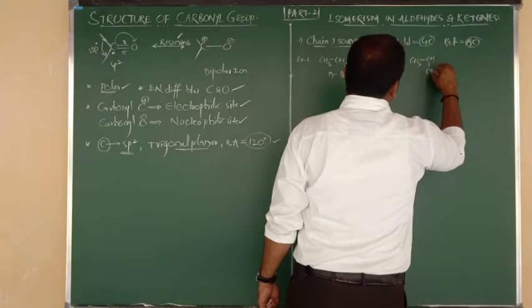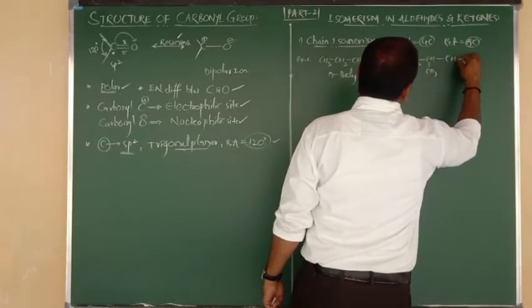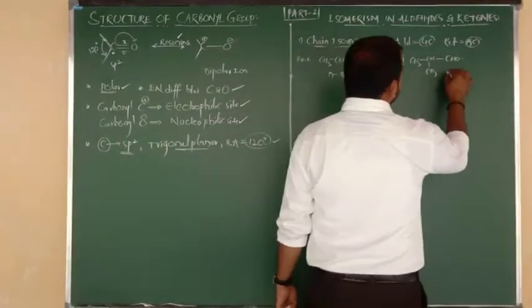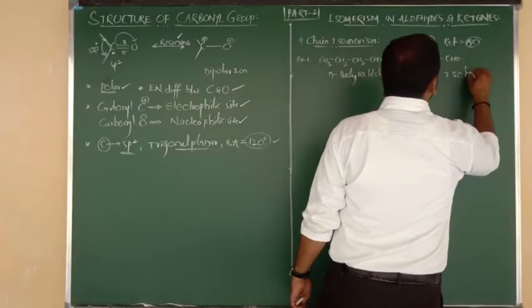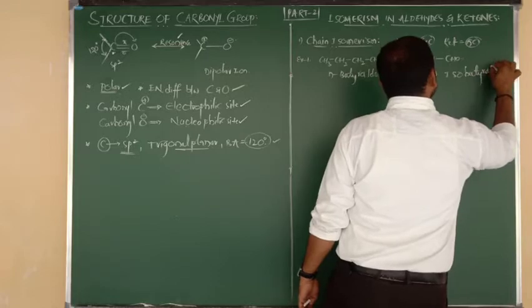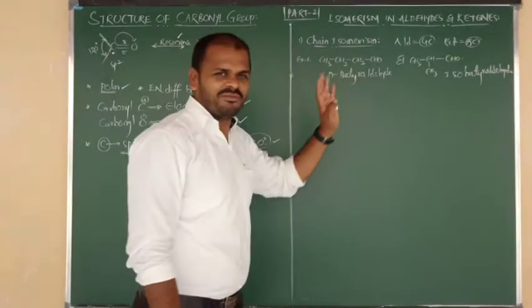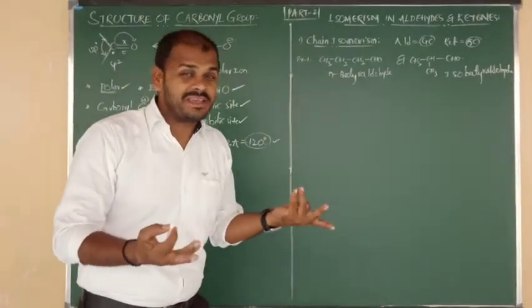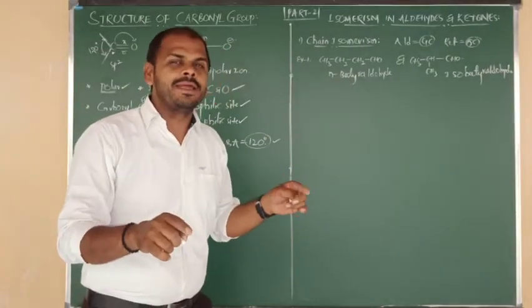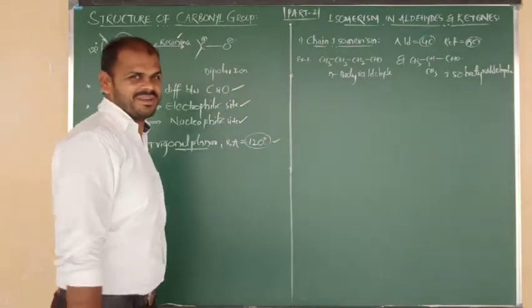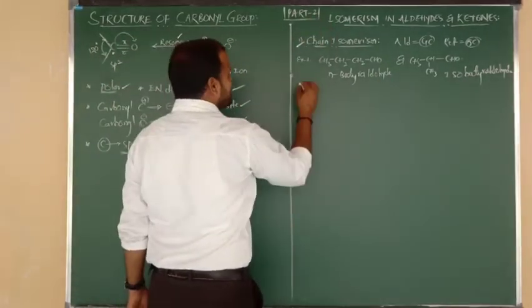Now n-butyraldehyde we can convert into isobutyraldehyde: CH3 bonded to CH, below the plane it is connected to CH3, and again connected to CHO. That is also a 4 carbon aldehyde, but we simply say it is isobutyraldehyde. Yes, 4 carbon aldehyde compounds having the same molecular formula, but there is a difference in the arrangement of the carbon chain, normal chain and iso chain beta. Okay, so that is an example of chain isomerism.